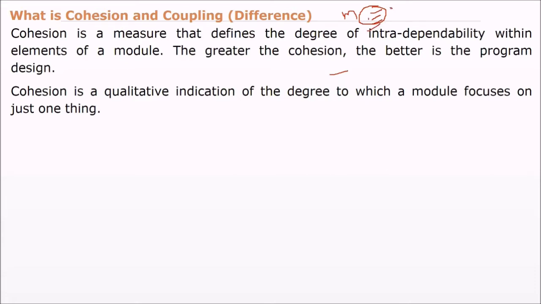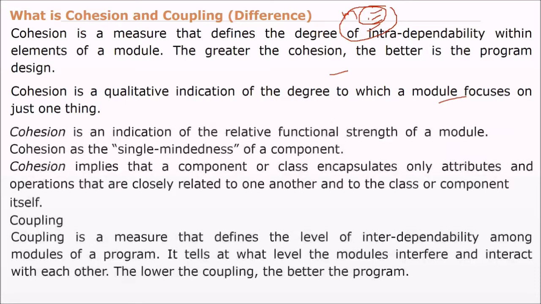Cohesion is a qualitative indication of the degree to which a module focuses on just one thing which it is desired to do. Cohesion is an indication of the relative function strength of a module. Cohesion is the single-mindedness of a component. Cohesion implies that a component or class encapsulates only attributes and operations that are closely related to one another and to the class or component itself.